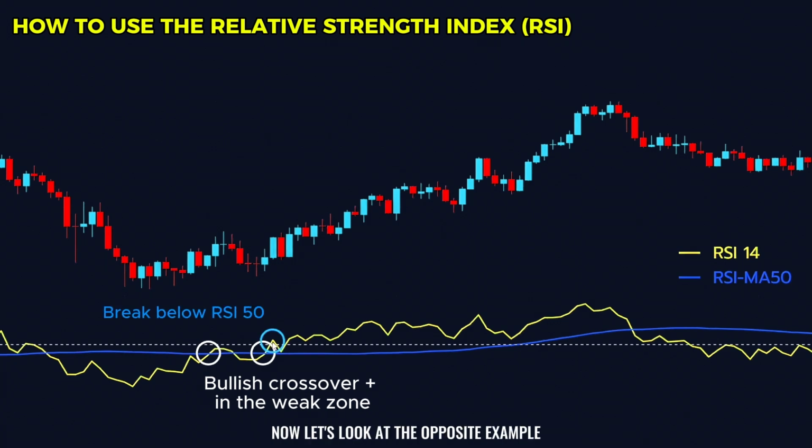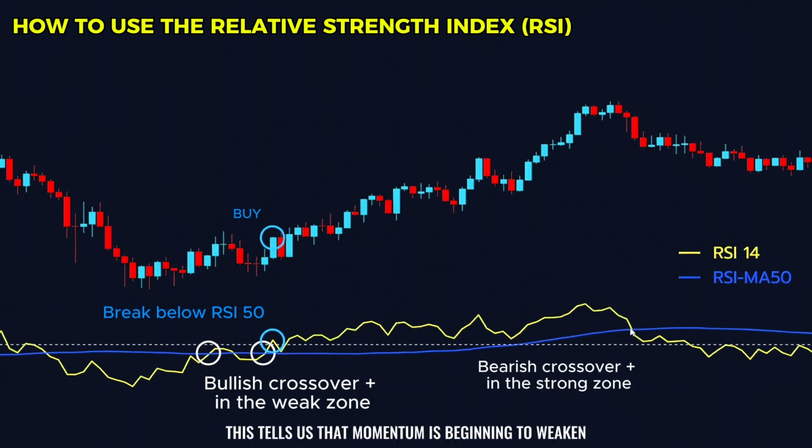Now let's look at the opposite example. At first, the RSI stays above the moving average. This tells us that momentum is still strong. Eventually, the RSI crosses below the moving average. This tells us that momentum is beginning to weaken.